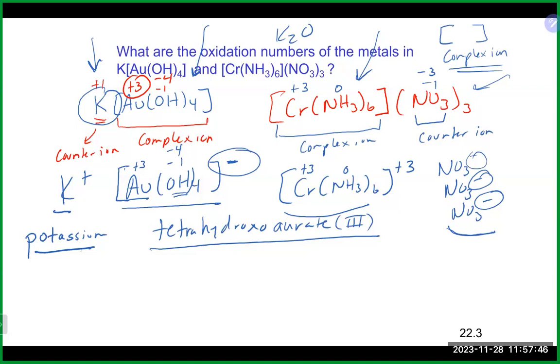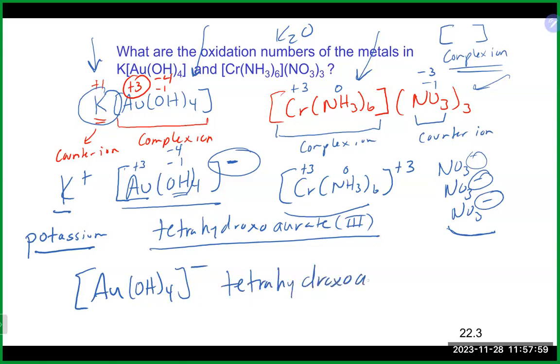By the way, if we just had the complex ion part, that is going to be pretty much just this last part. It's just going to be tetrahydroxo aurate Roman numeral 3, and just put ion at the end of it there. Question on that fun name there? It's a nice size name, I think.